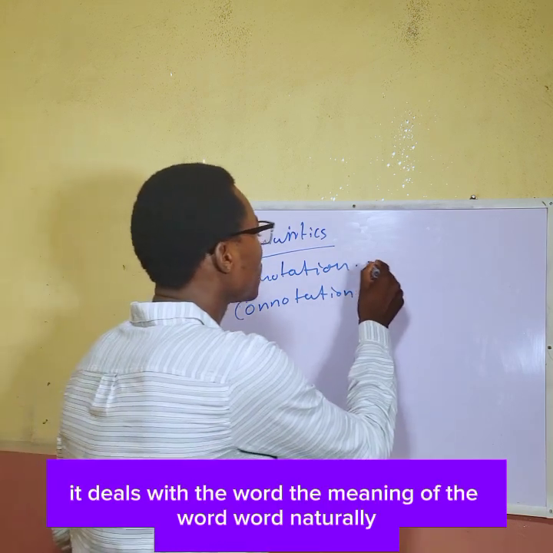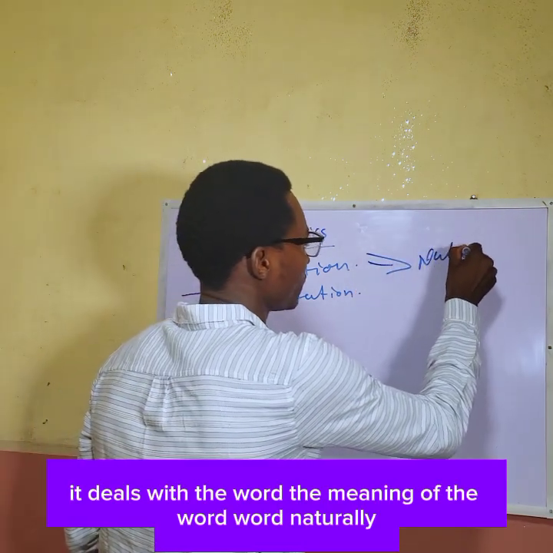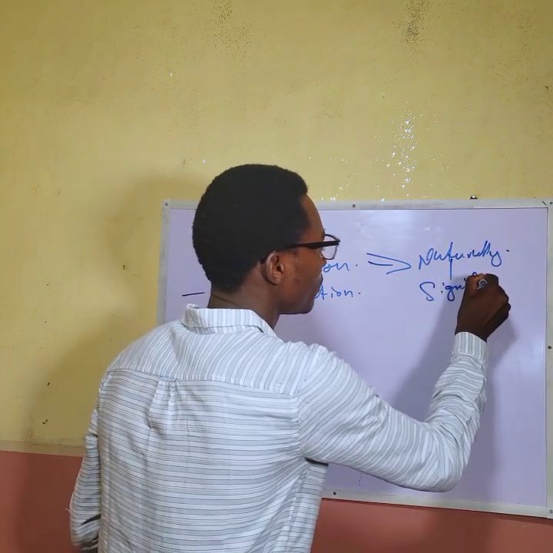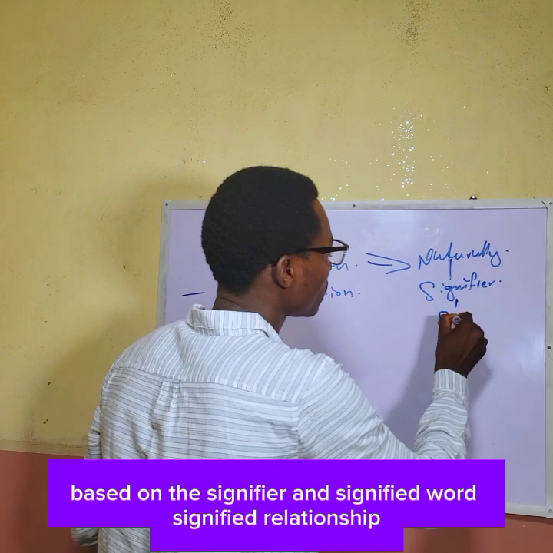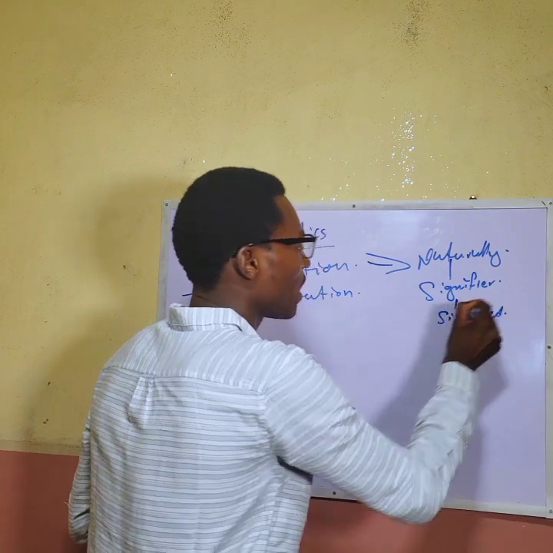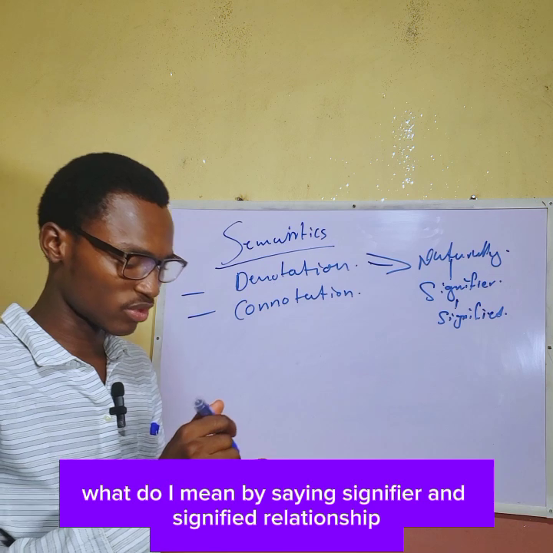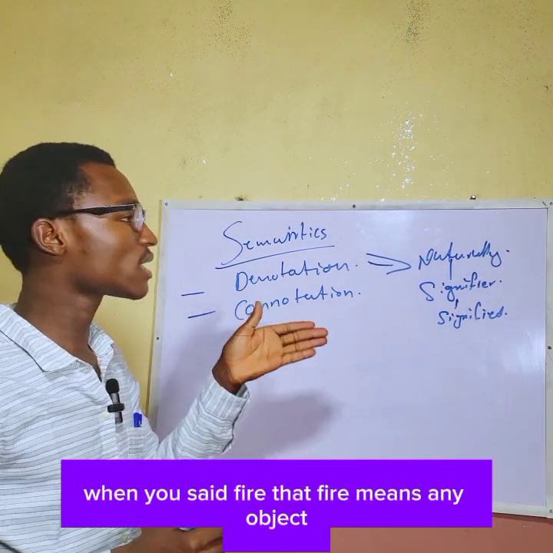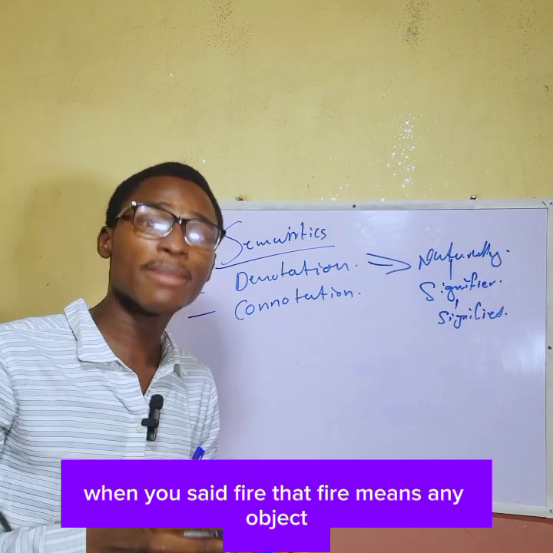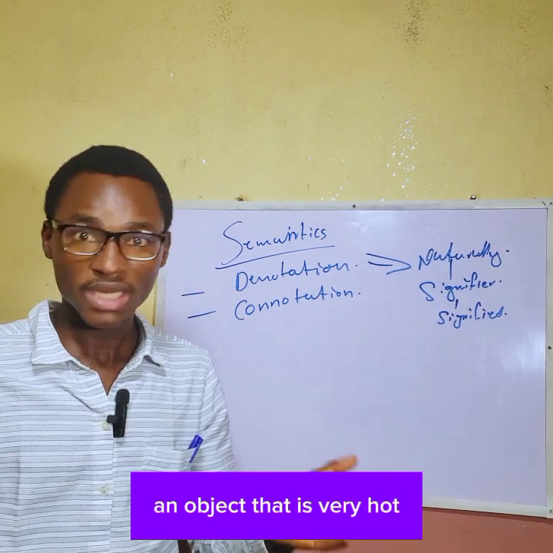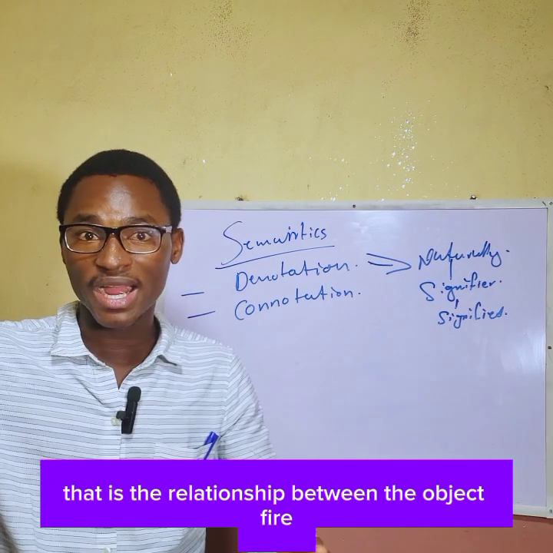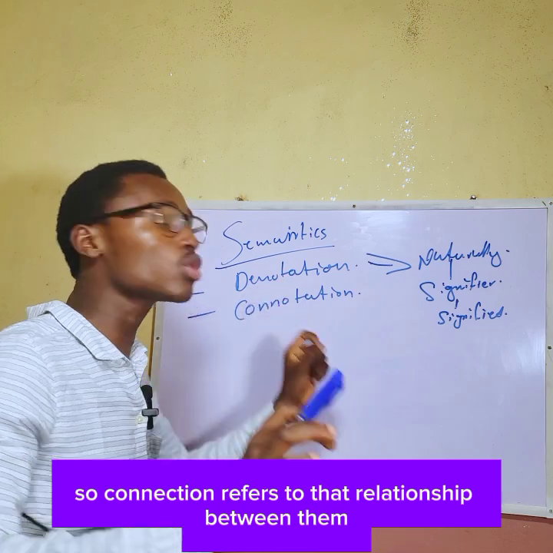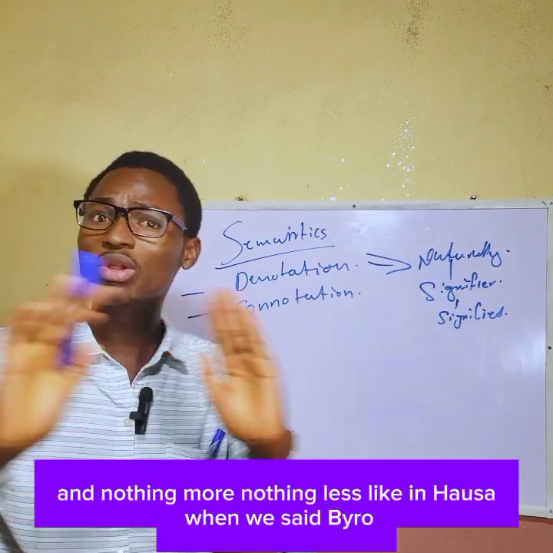It deals with the meaning of the word naturally. Yes, naturally, based on what? Based on the signifier and signified relationship. What do I mean by saying signifier and signified relationship? In the English language, when you say fire, that fire means an object that is very hot. That is the relationship between the object fire, that concept fire, and the word fire. So denotation refers to that relationship between them, and nothing more, nothing less.